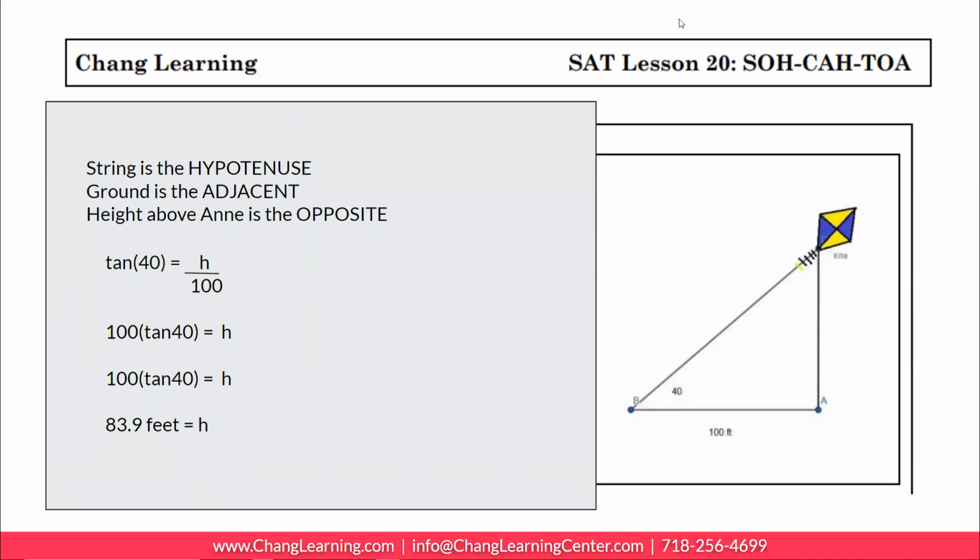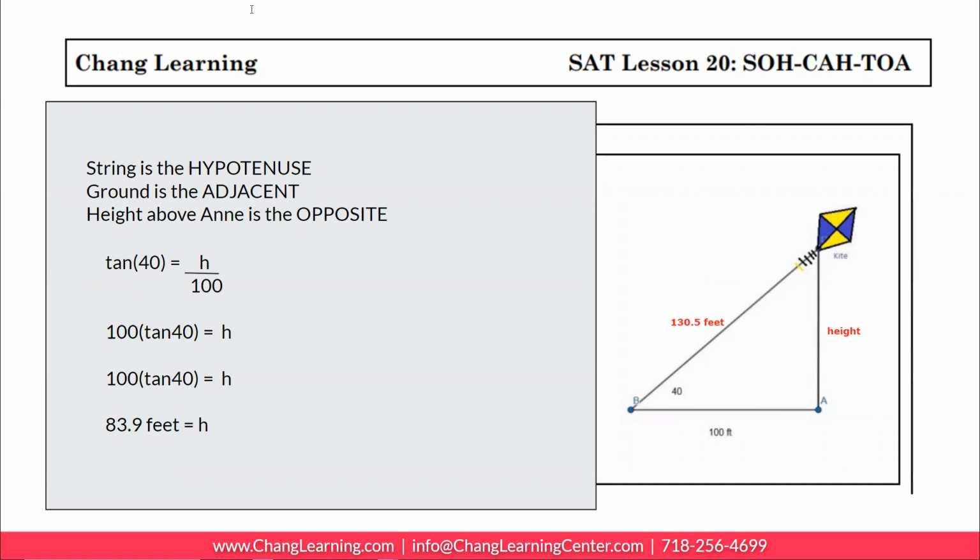To find the distance for the height above her friend that the kite is flying, remember this is 130.5 feet. Now we want this height h. So we have to use the opposite over the hypotenuse, or we could use the opposite over the adjacent. Here the tangent is used.